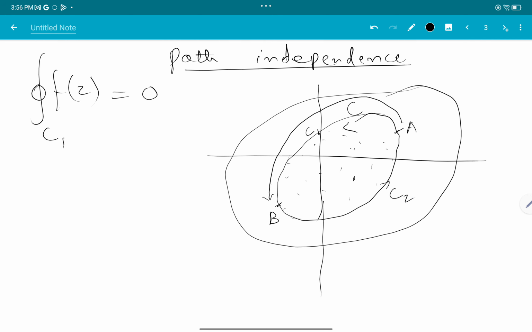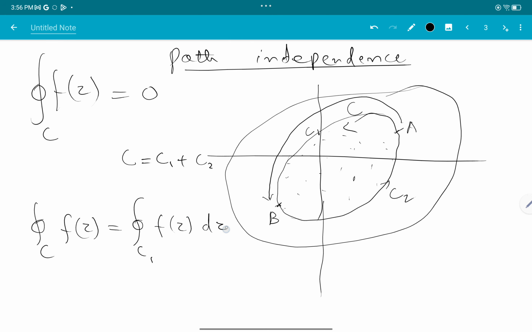So instead of this C, the original path was C, and C has been divided into 2 parts, C1 plus C2. C1 goes from A to B along this arrow, and C2 goes from B to A along this arrow. Now I can break this integral into 2 parts. The integral over C of f(z) dz is equal to the integral over C1 of f(z) dz plus the integral over C2 of f(z) dz.